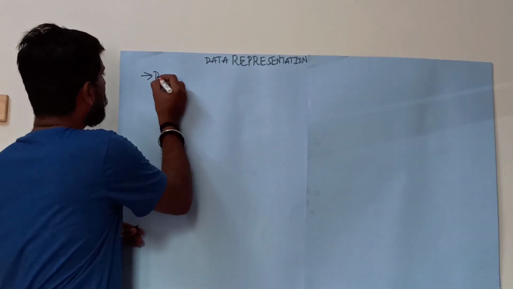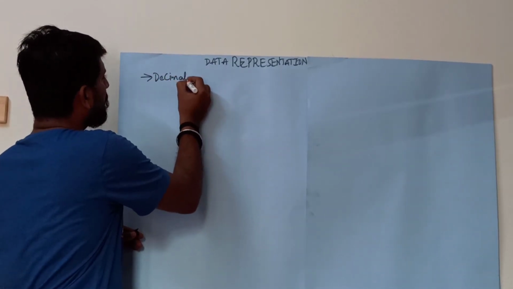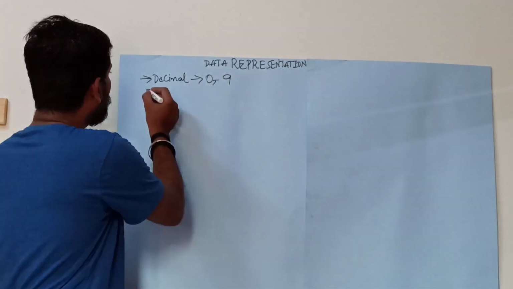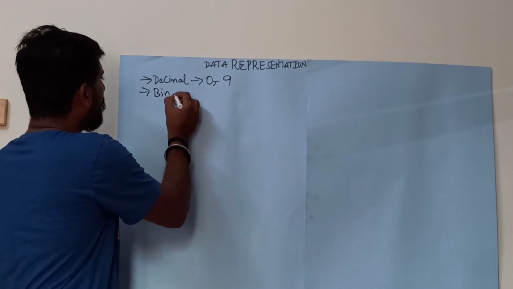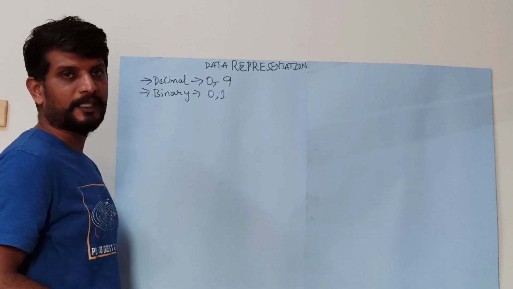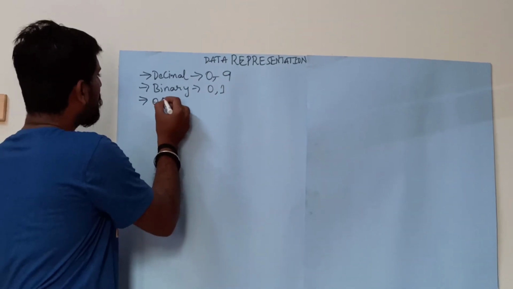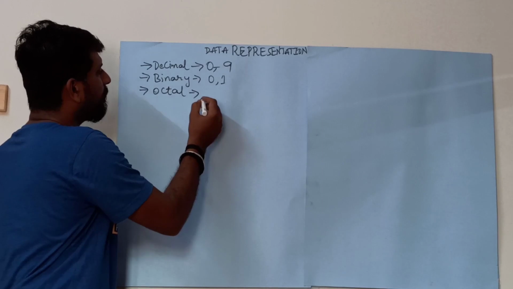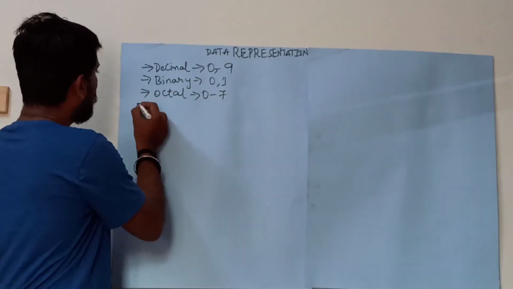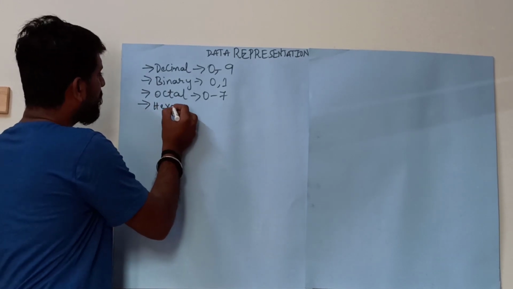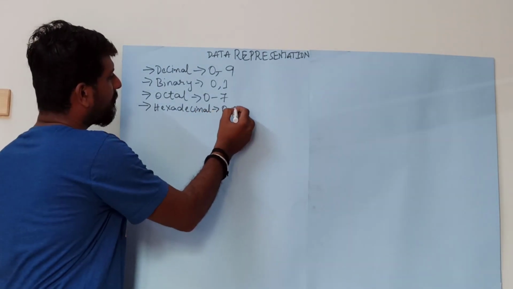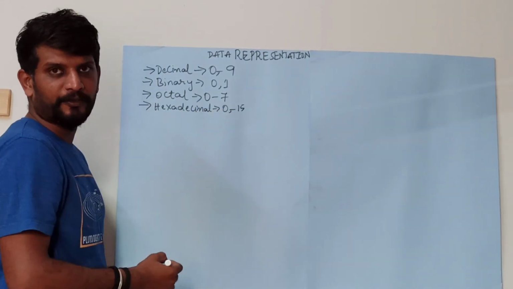So the first thing is called the decimal number system. This will have the digits starting from 0 to 9. The second one is binary. It will have only two symbols, 0 and 1. The third thing is octal. It will have all the digits from 0 to 7. And then hexadecimal. It will have all the digits from 0 to 15.